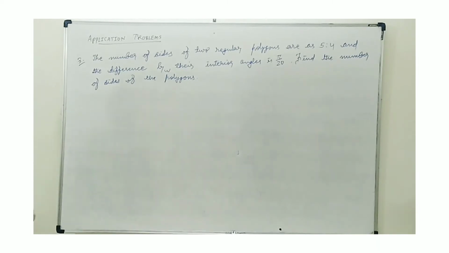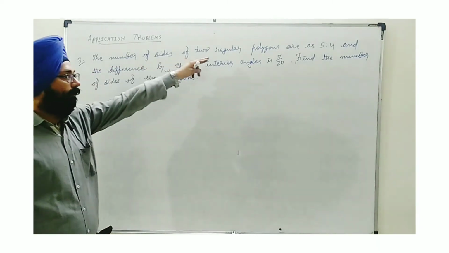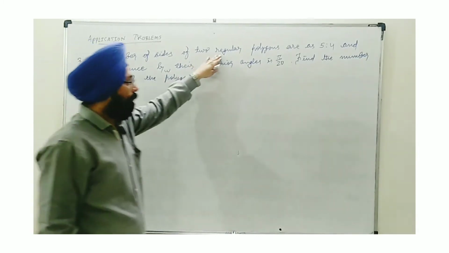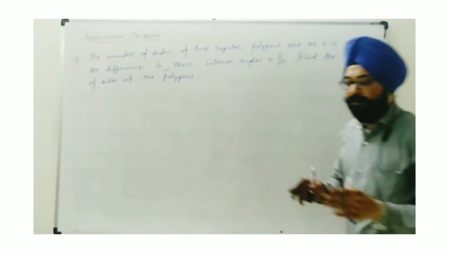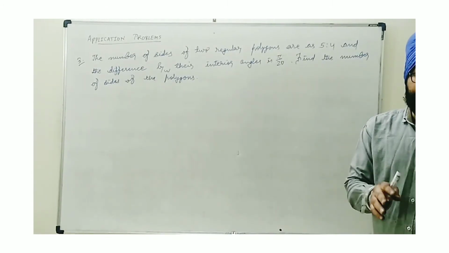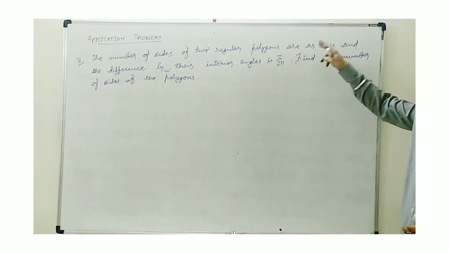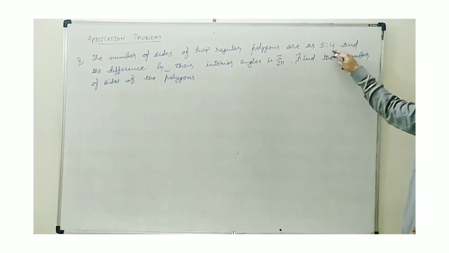As in the third question, you see the number of sides of two regular polygons. Regular polygons is already explained. A regular polygon means those polygons in which all sides are equal and all angles are equal. They are regular polygons. The number of sides of two regular polygons are as 5:4.